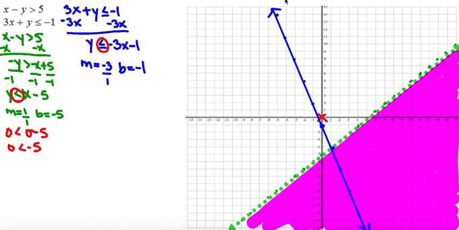Okay, so now to figure out which way I shade, I'm plugging in this 0, 0 point to see if I shade to the right of the blue line or to the left of it. So I have 0 is less than or equal to negative 3 times 0 minus 1. So I know that negative 3 times 0 is just 0. So is 0 less than or equal to negative 1? This is false. 0 is not less than or equal to negative 1, so I can't shade the side on the right. I have to shade the side on the left of the blue line.